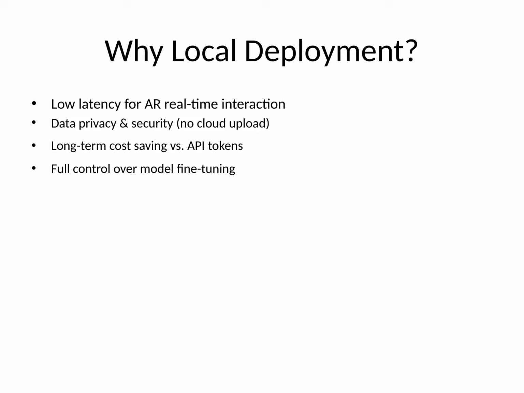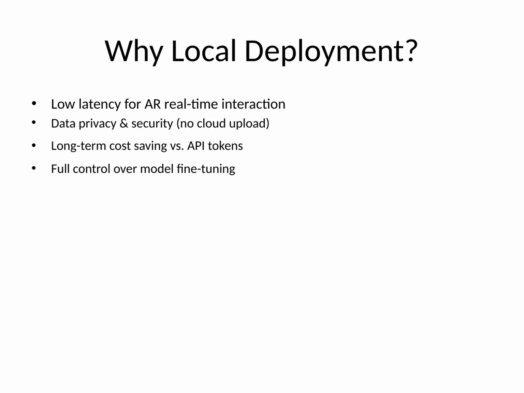Why do people and organizations increasingly choose local deployment instead of relying entirely on cloud APIs? The first major reason is latency. AR applications often require real-time feedback, and even small network delays can break immersion. Running models locally removes that network round trip. The second reason is data privacy and security. Sensitive design files, medical data, or internal documents may not be allowed to leave local networks. Local models ensure data never needs to be uploaded to external servers.